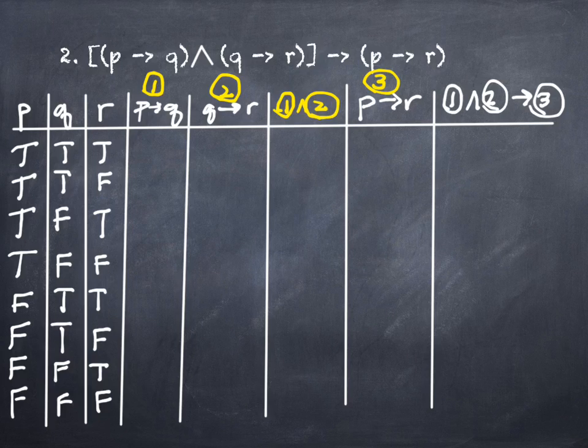All right, so let's take P and Q, and we're going to go in order. The first and second rows match as far as P and Q are concerned. They both start true and end true, which means they are true.